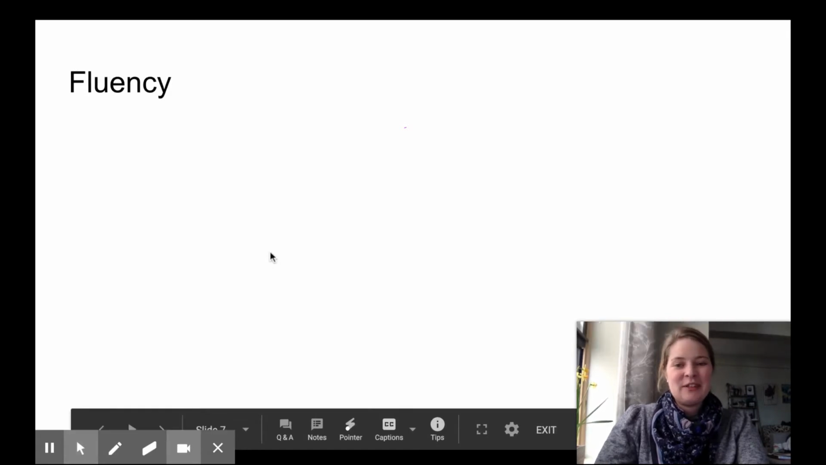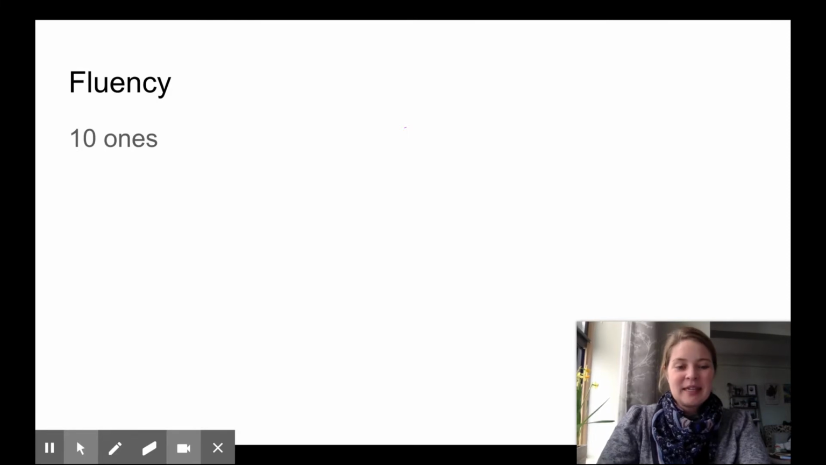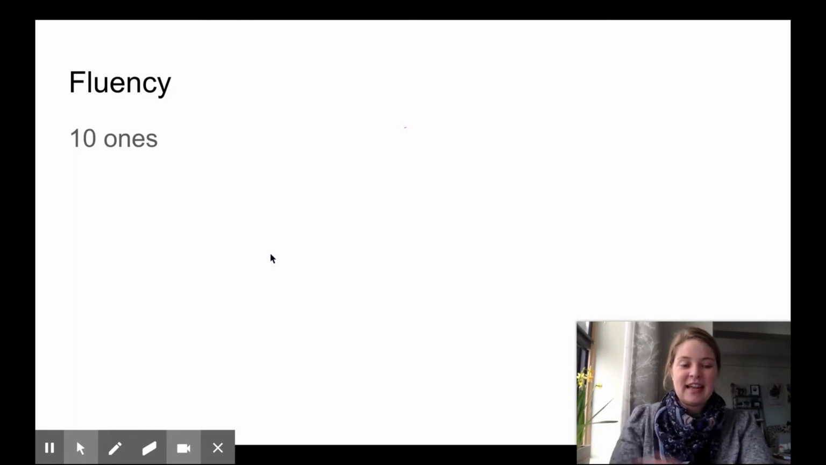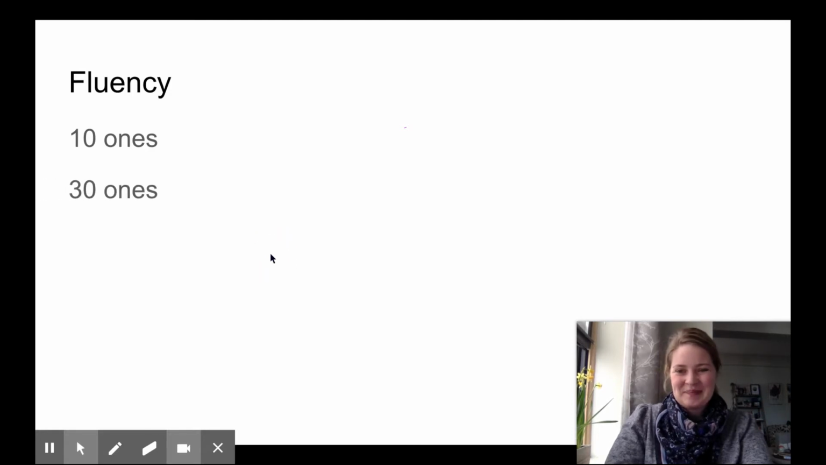Let's practice first with some fluency. I'm going to say 10 ones, and you'll tell me how many tens. 10 ones. It's 1 ten. 30 ones. 3 tens.